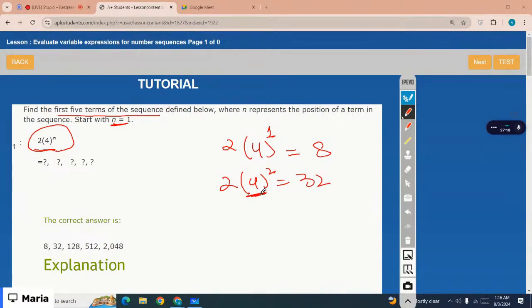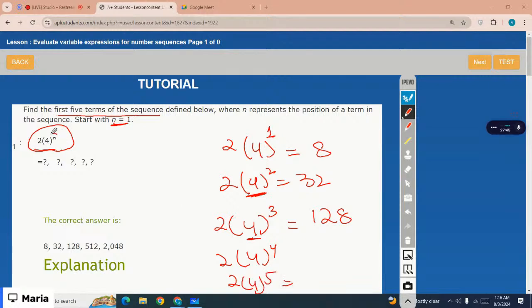You need to evaluate this first, right? That is 4 times 4. Now you are going to replace n with 3. So now you have to multiply that 4 three times. 4 times 4 is 16, 16 times 4 is 64, and 64 times 2 is 128, right? Same way you have to evaluate 2 times 4 exponent 4, and then 2 times 4 exponent 5.